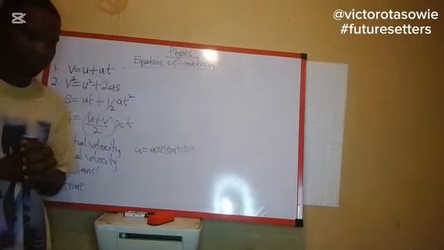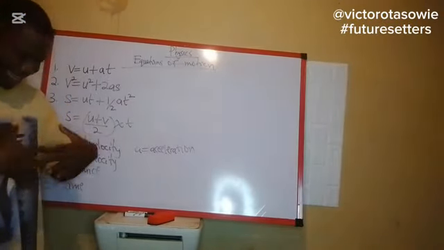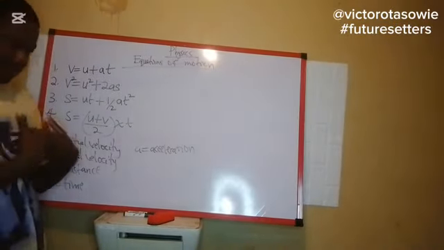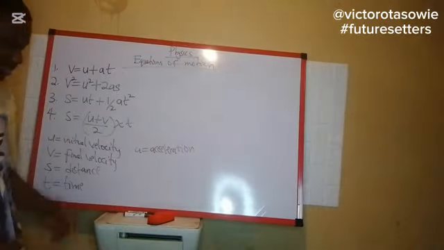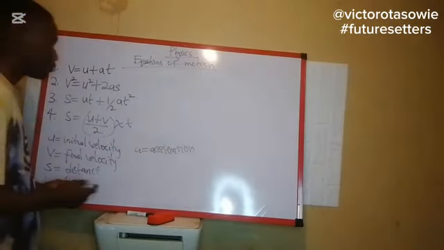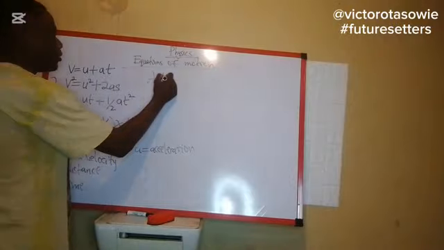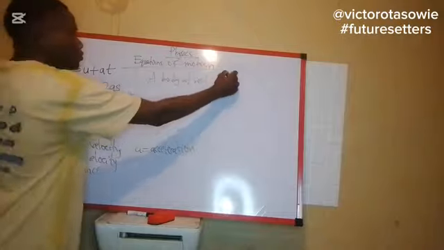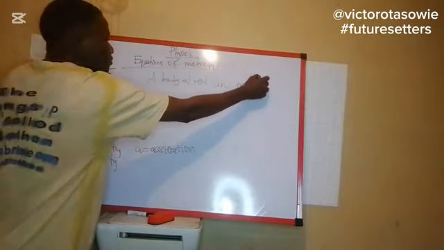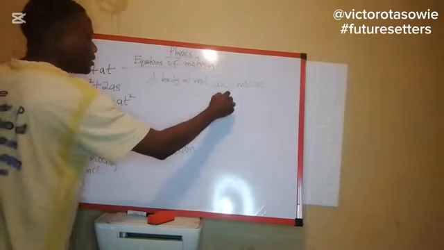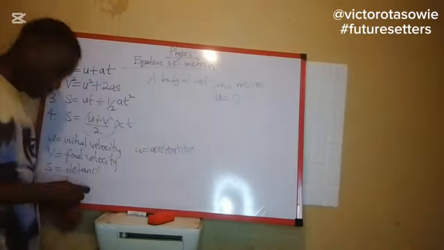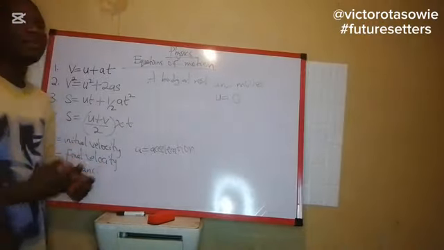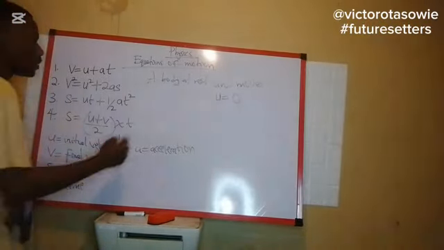to take note of. If a body is at rest and from that rest it now starts moving, it means that the initial velocity is 0. A body is at rest, but it moves later. It means that the initial velocity is what? 0.